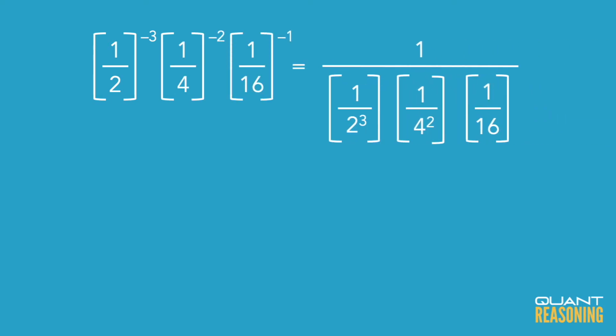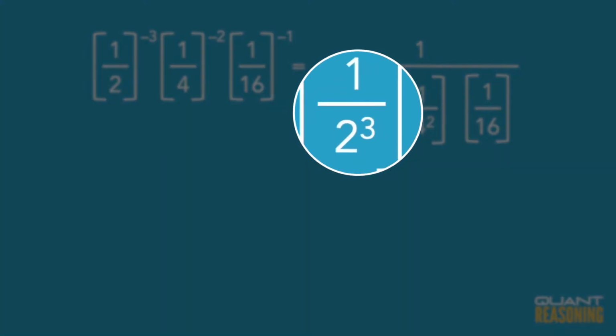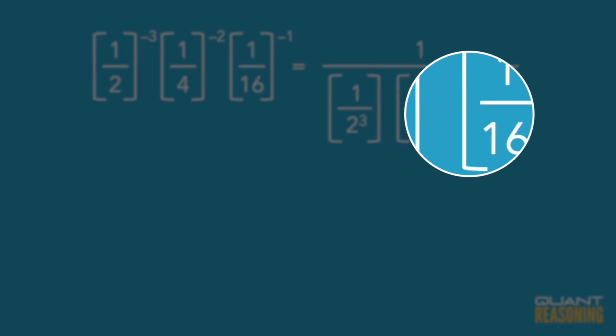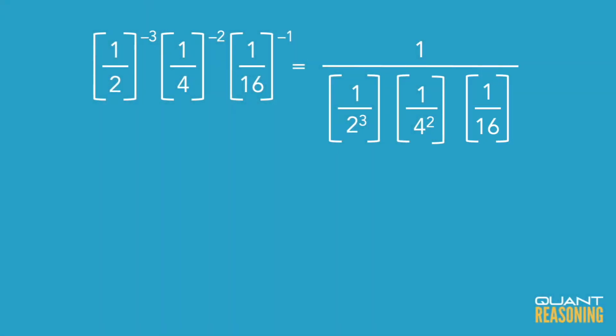So 1 over, and then you can eliminate the negative exponents. So it would just be 1 over half cubed times a quarter squared times 1 over 16. Now the answer choices also all have negative exponents. So it would be 1 over whatever that answer choice is, just without that negative sign in the exponent. But that makes me think that we can just focus on the denominator. Like, let's just imagine that there aren't any negative exponents here at all and see what happens.